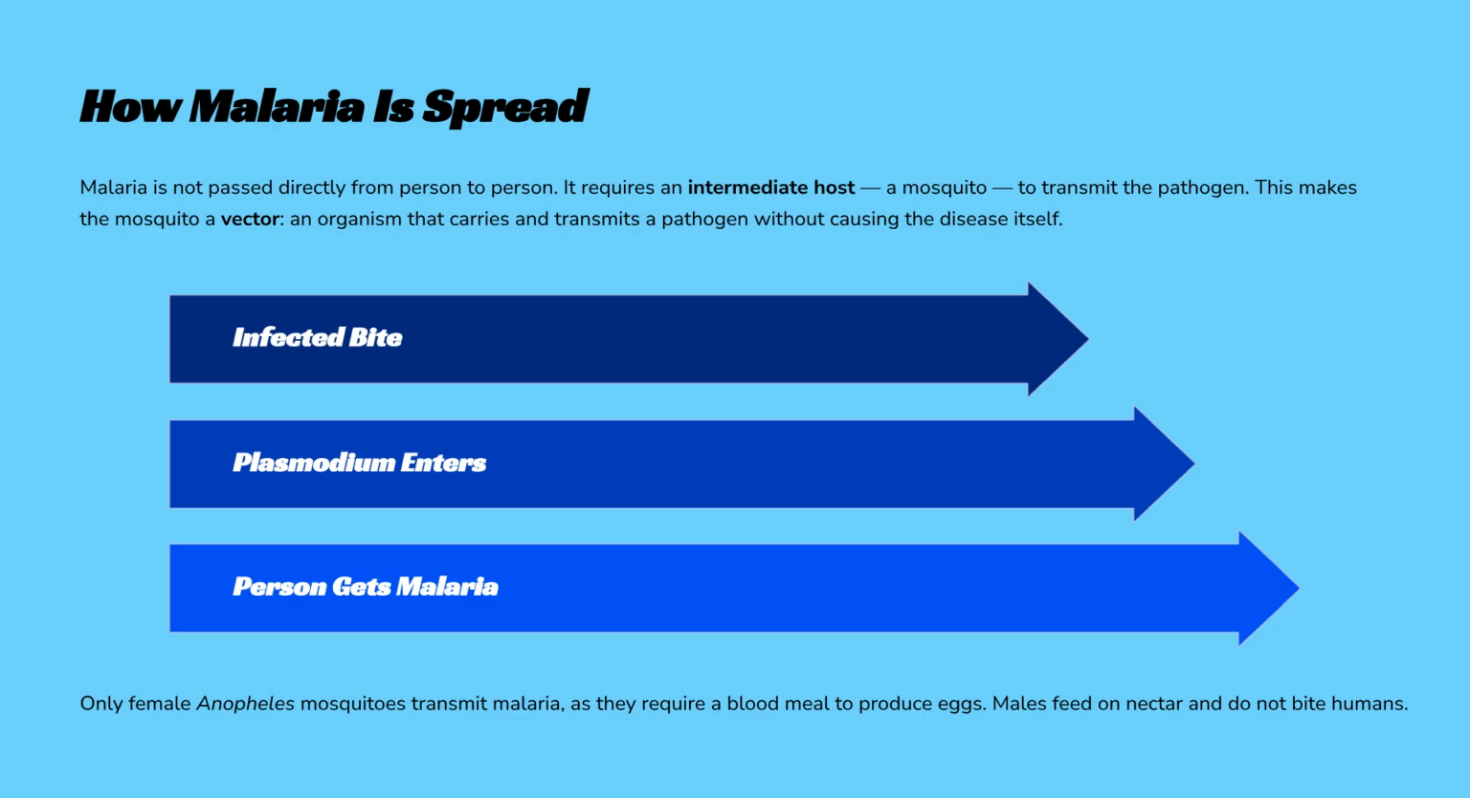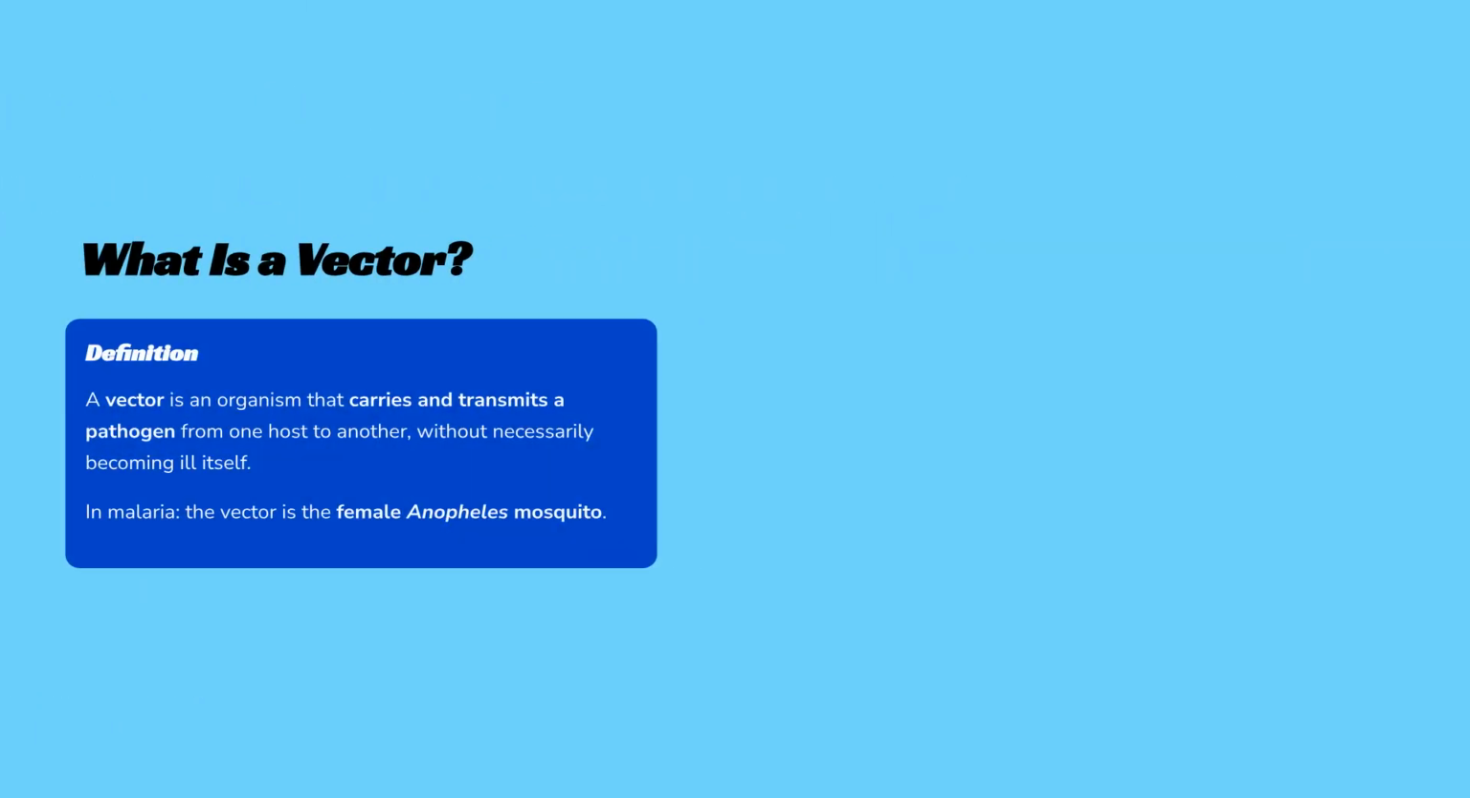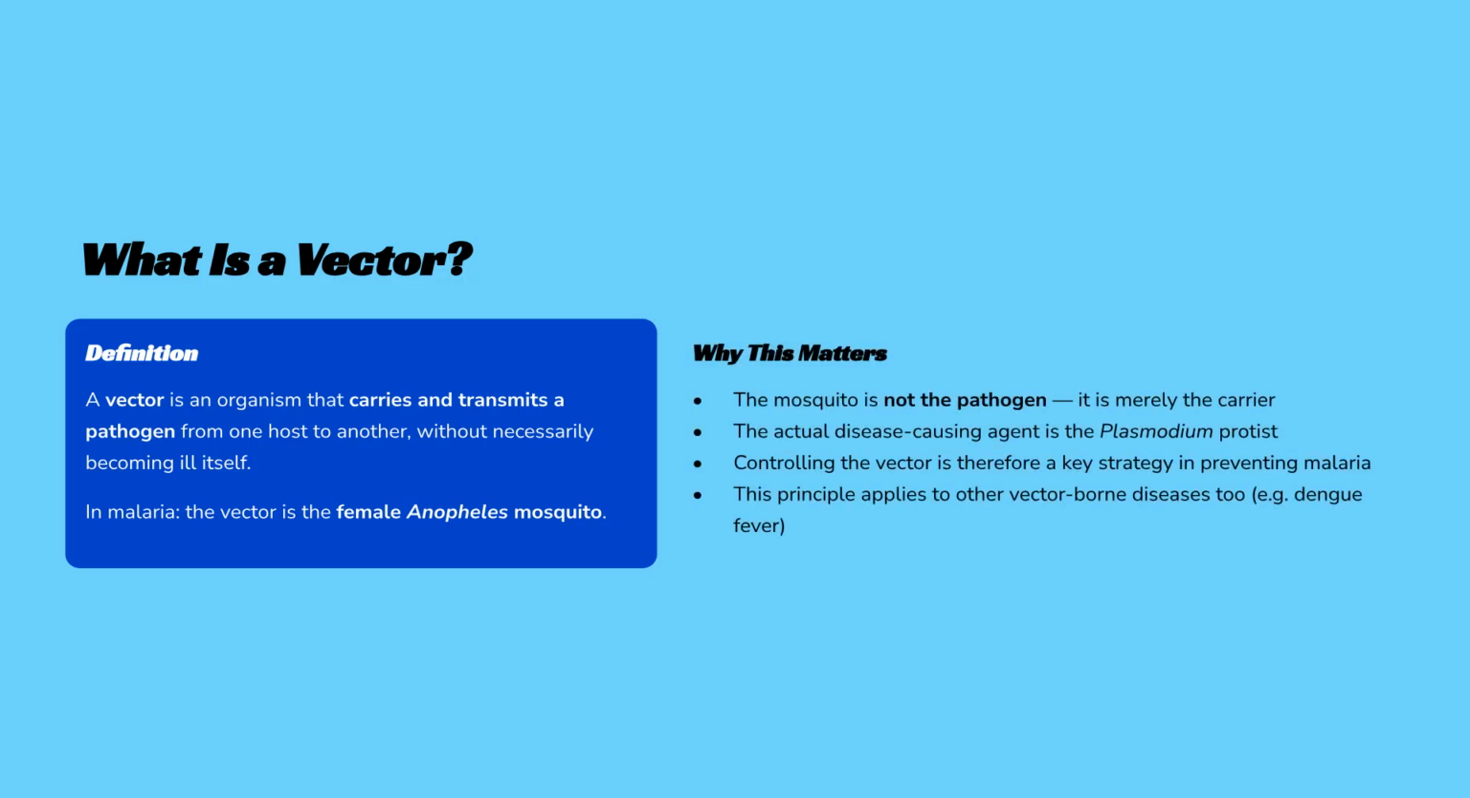How is malaria spread? It is not passed directly from person to person. It requires an intermediate host, the mosquito, which acts as a vector, transmitting the pathogen without getting sick itself. A vector is an organism that carries and transmits a pathogen. Crucially, the mosquito is just the carrier. The real culprit is the Plasmodium protist. Controlling the vector is a vital strategy for prevention.